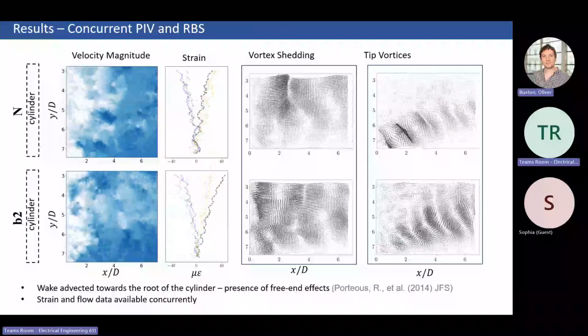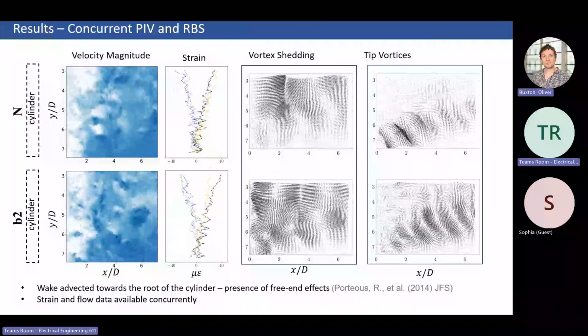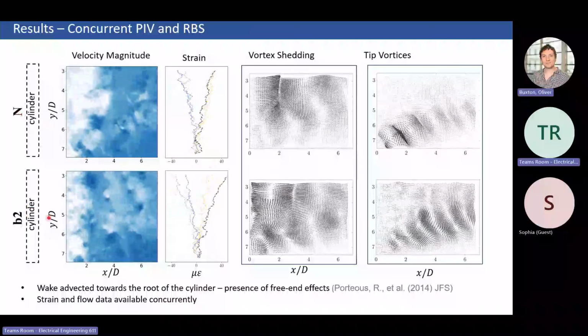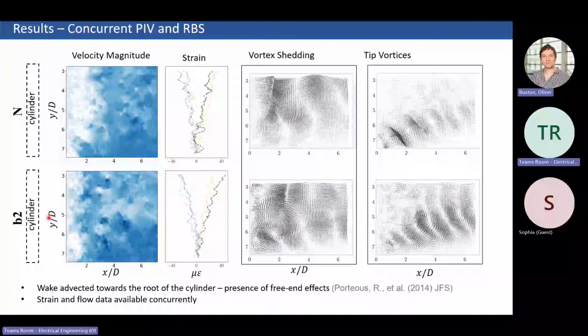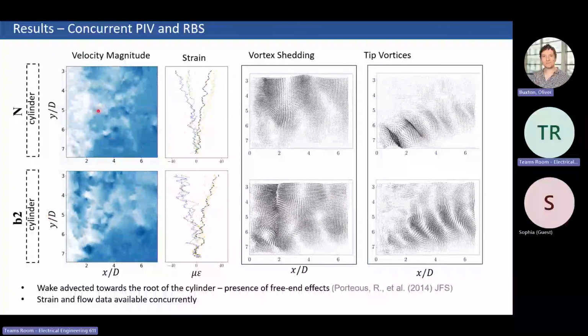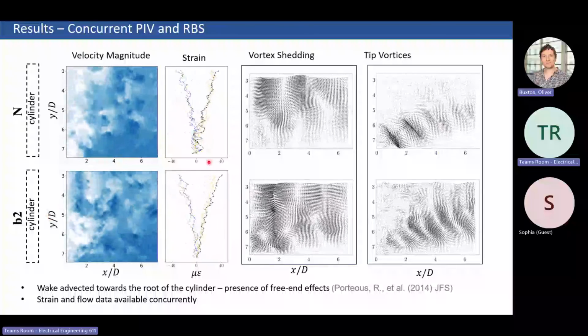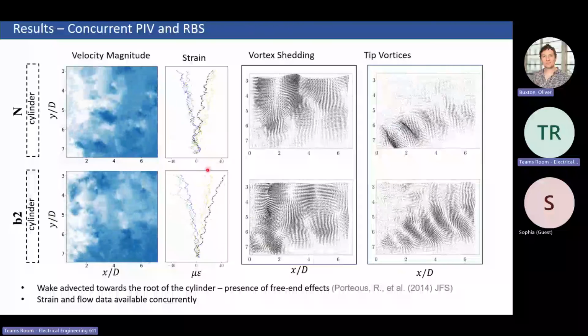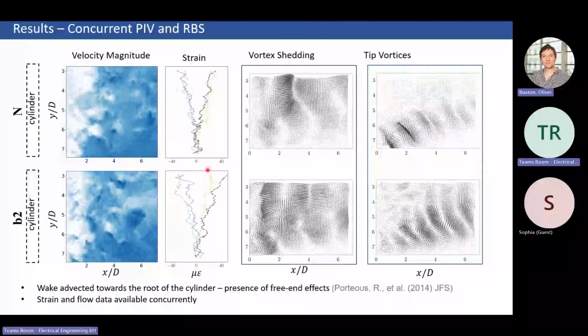Here I've got the example with no turbulence generating grids upstream. Here I've got one particular case of turbulence that's been generated. We can see what the velocity looks like in the wake in both of these cases. And this is the fluctuating strain that we can capture along the various fibers.